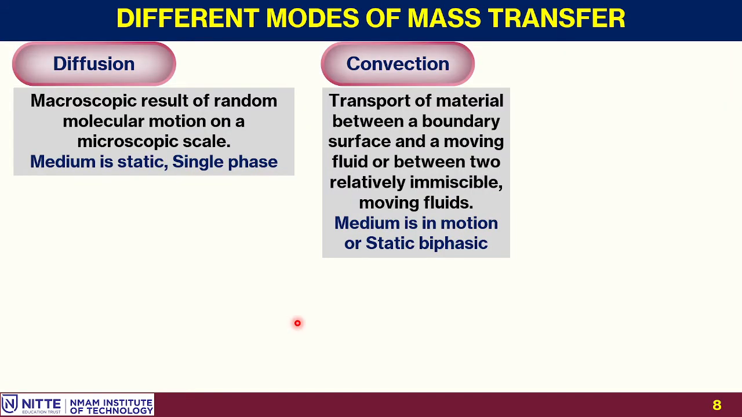So with this background, let's move on to the different modes of mass transfer. Let's define them, then let's take an example. There are two types, diffusion and convection, very similar to what we had earlier in heat transfer, conduction and convection. Diffusion is the macroscopic result of random molecular motion on a microscopic scale. On a microscopic, small internal scale, which you can't actually observe, the molecules will be moving. And in the overall picture, when you observe it, you see that a concentration gradient occurs between two different points, and the medium is static, possibly a single phase medium.